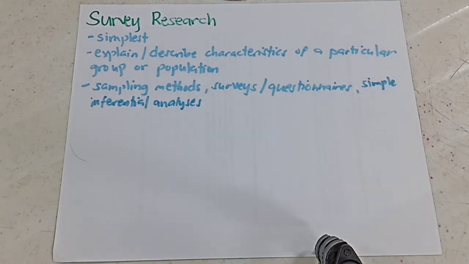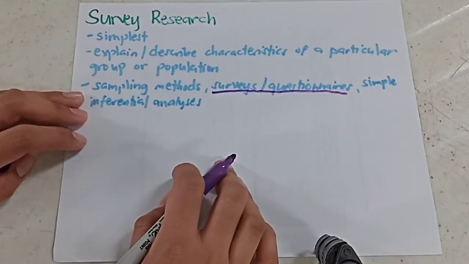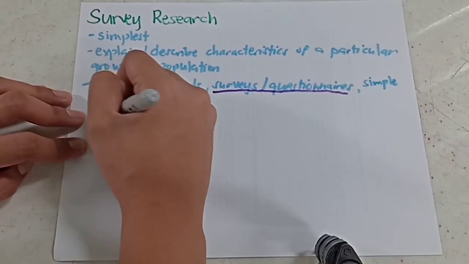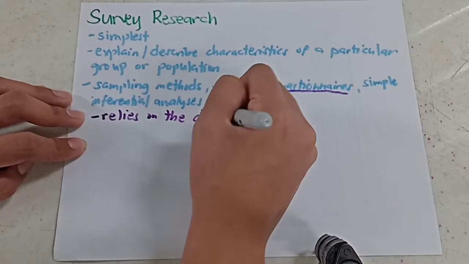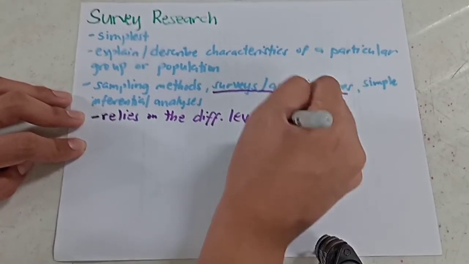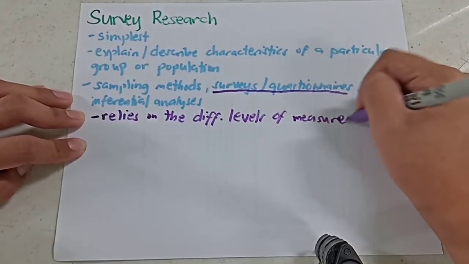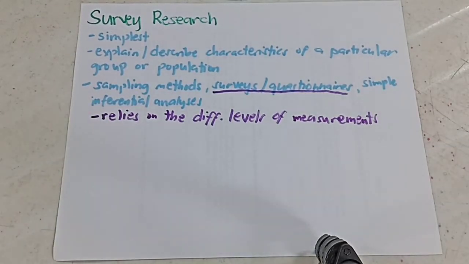So since survey research makes use of surveys and questionnaires, meaning to say survey research relies on the different levels of measurement. So to reiterate once more, what are the levels of measurement? We have four. We have the nominal scale, the ordinal scale, the interval scale, and the ratio scale.